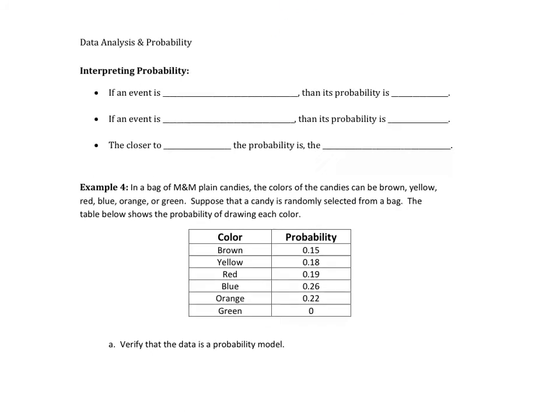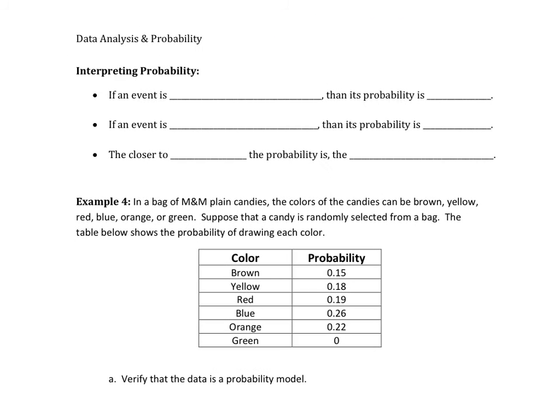So on the back or on the next page here. So interpreting probability, we kind of did a little bit of this in that last question, determining which one is more likely. If an event is impossible, what do you think its probability would be? On a scale of 0 to 1. 0, yeah. If an event is impossible, that means there's no chance that it can happen. So its probability would be equal to 0.